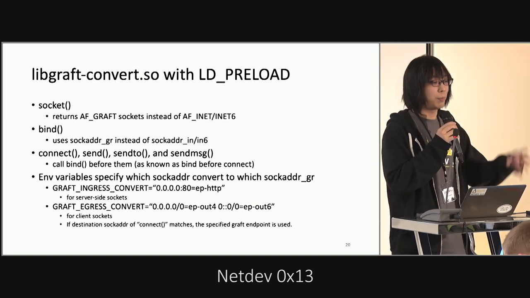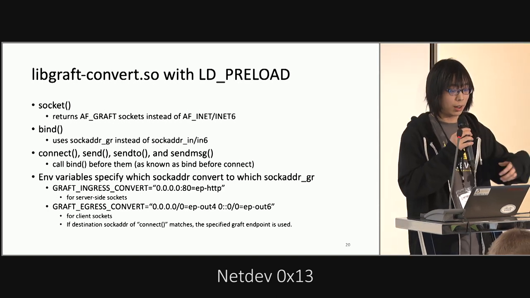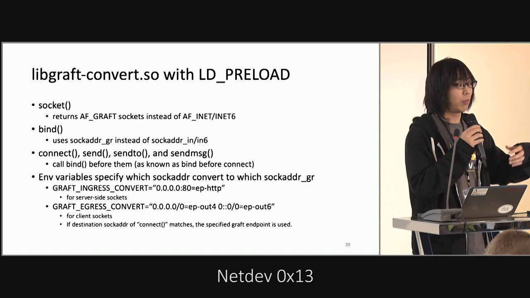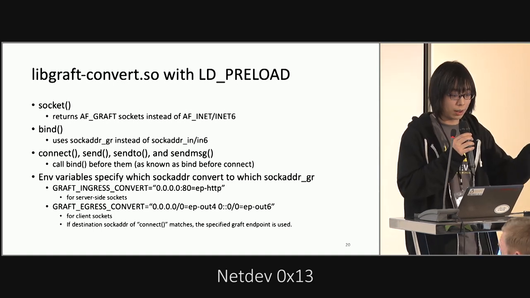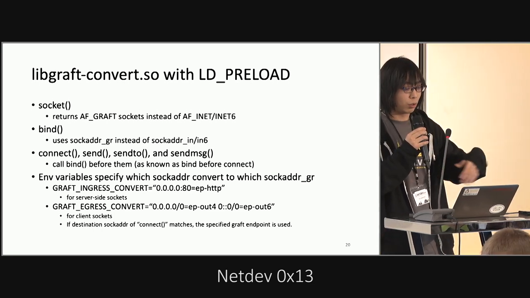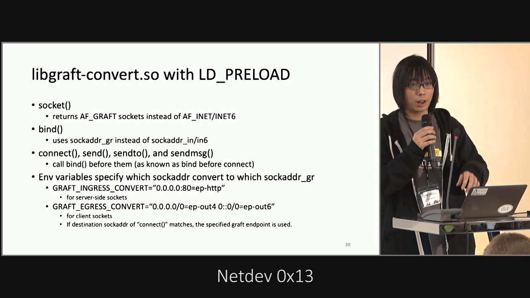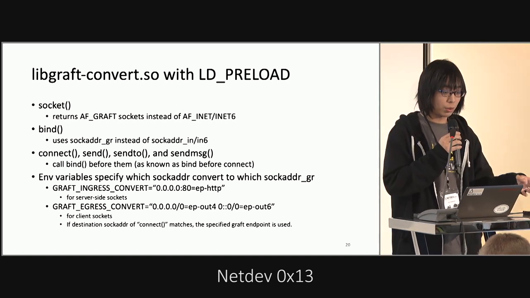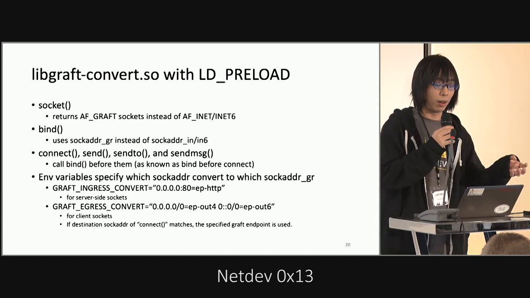The libgraph-convert.so library, loaded with LD_PRELOAD, overrides the socket system call and returns an AF_GRAFT socket instead of AF_INET or AF_INET6. This library also overrides the bind system call to convert the AF_INET or AF_INET6 socket address into the sockaddr_gr for graft endpoints. Connect, sendto, and sendmsg are also hijacked.